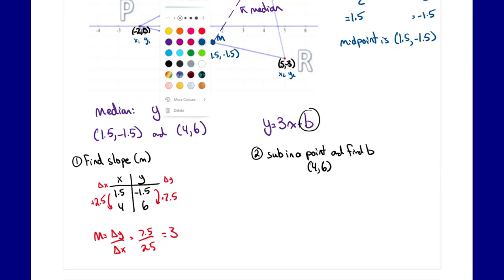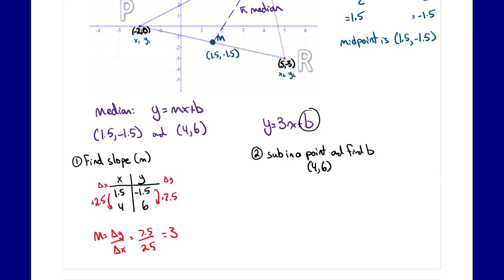So now that I have my point that I'm going to sub in, I'm going to take my equation, y equals 3x plus b, and plug in my x and y from this point. So 6 is equal to 3 times 4 plus b. 6 is equal to 12 plus b. Move the 12 over. Becomes 6 minus 12 equals b. Negative 6 equals b. So now I have an m and a b.